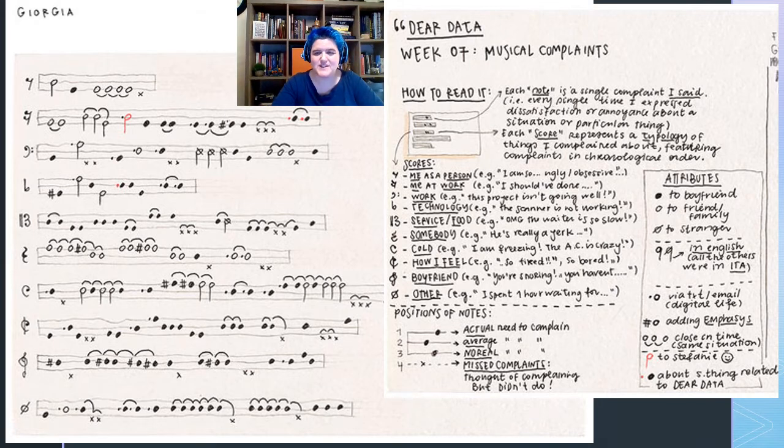So we can see, for instance, all the ones that are all the way filled in are to her boyfriend. So we can see there was a lot of complaining to her boyfriend about, what's this swirly one? How she feels. So tired, so bored, etc. Well, that makes sense. Let's see who she complained about her boyfriend to. Her boyfriend. She complained to her boyfriend about her boyfriend a lot. Okay, all right.